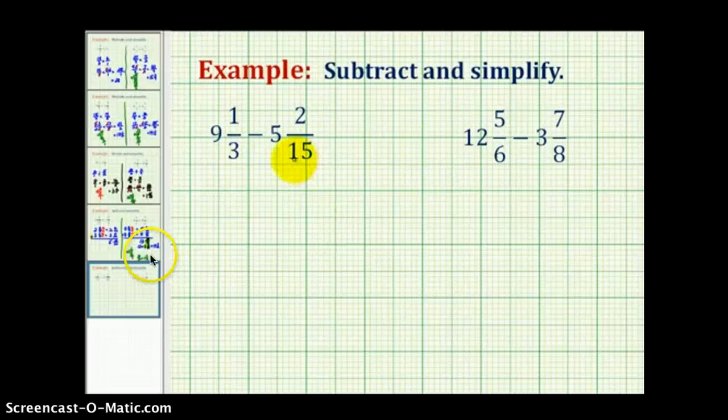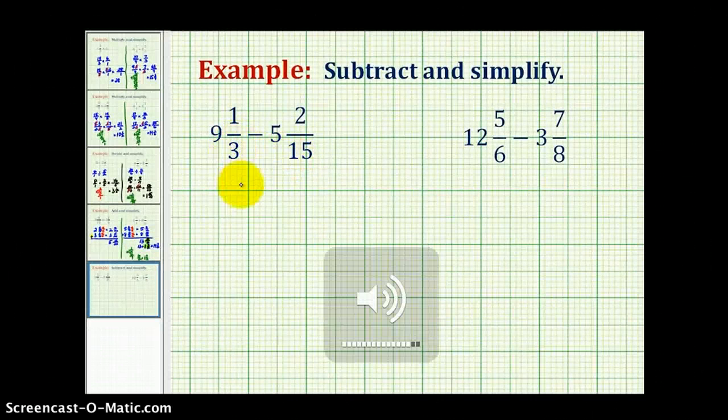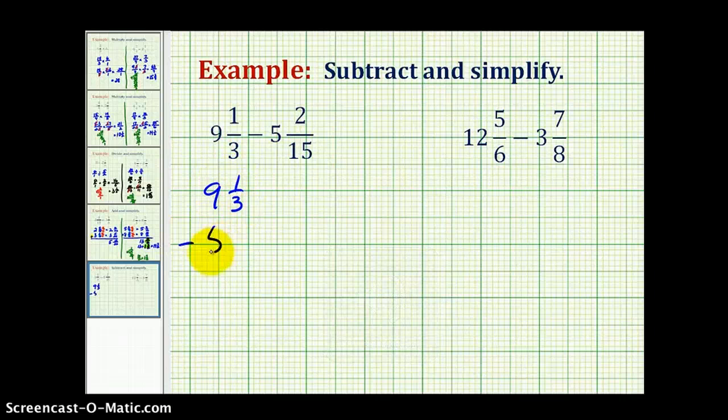With mixed numbers, I think it's helpful to line the problem up vertically. So let's rewrite this first problem as 9 1/3 minus 5 2/15. The next step, just like any other fraction problem, will be to determine the least common denominator when we have a denominator of 3 and 15. And the least common denominator is the least common multiple of 3 and 15, or the smallest number that is divisible by both 15 and 3, which would be 15.